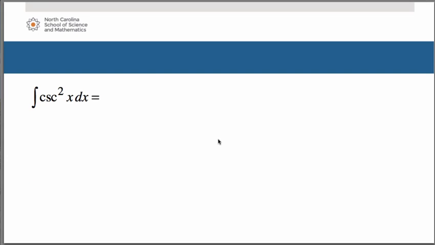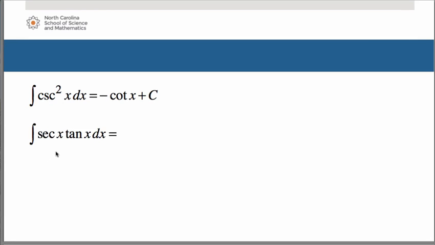What about the antiderivative of cosecant squared of x dx? Think of your derivative rules. What can you take the derivative of and get cosecant squared of x as your answer? That would be the negative cotangent of x plus c. Now think about why. Derivative of cotangent is negative cosecant squared. Similar to our sine rule, the first one we looked at, you end up with a negative times negative, and that of course turns positive, and you end up simply with cosecant squared of x.